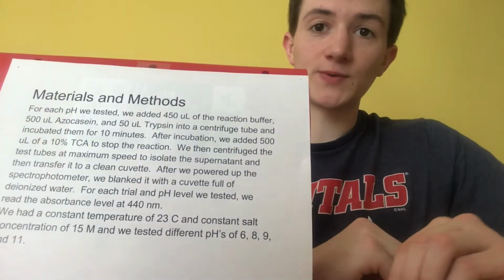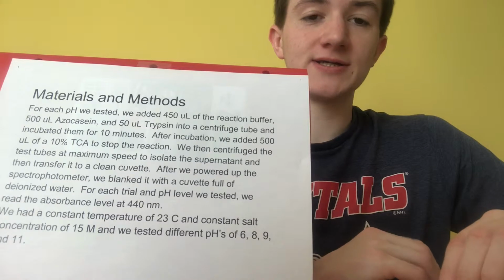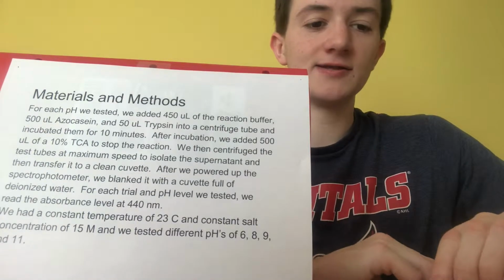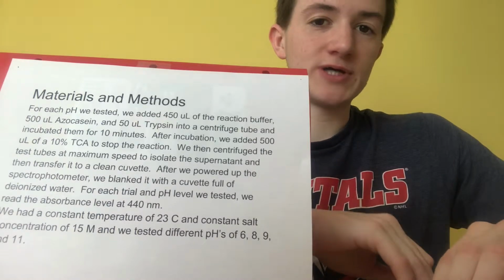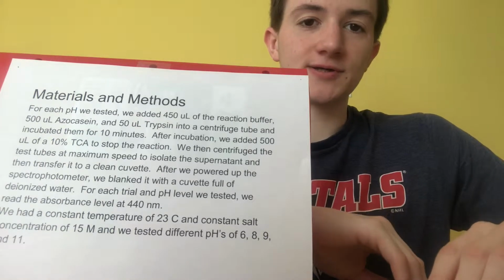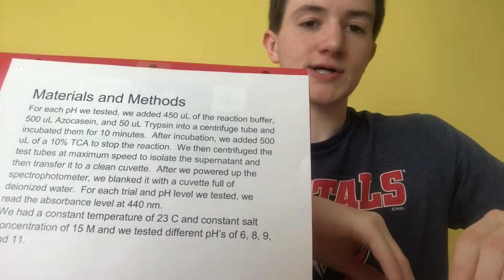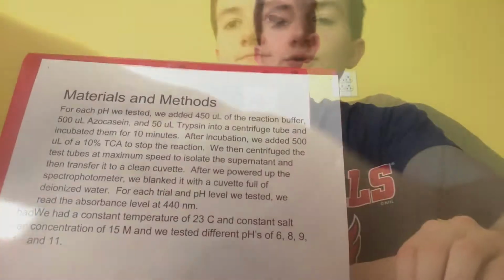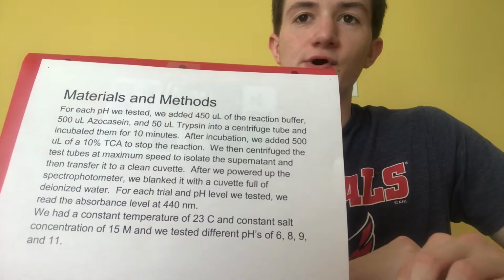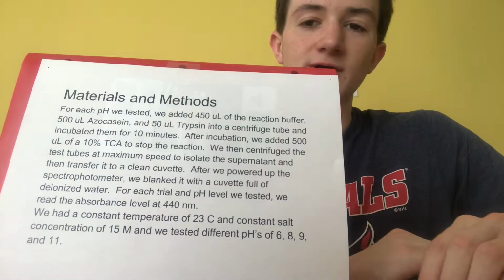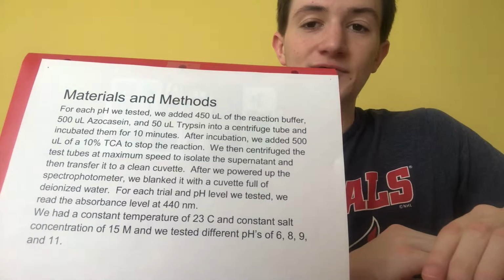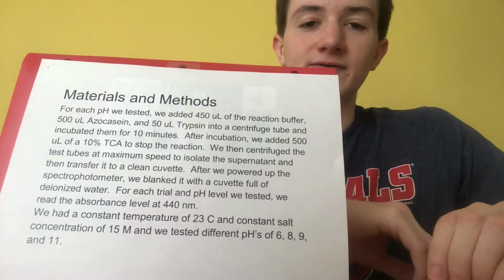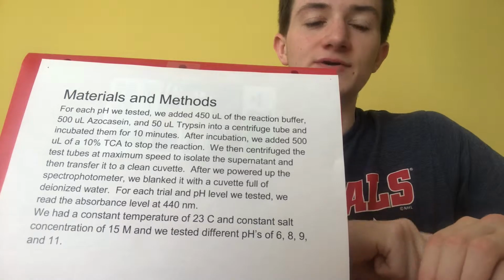So for our experiment, we tested different pHs. Specifically, we used pH 6, 8, 9, and 11. We used room temperature, which is 32 degrees Celsius, and a salt concentration of 0.15. For our procedure, we added 450 microliters of the reaction buffer, 500 microliters of the azocasein, and then 50 microliters of the trypsin into a centrifuge tube.